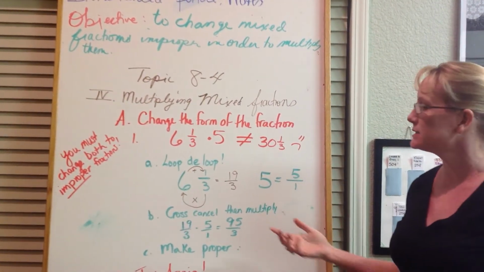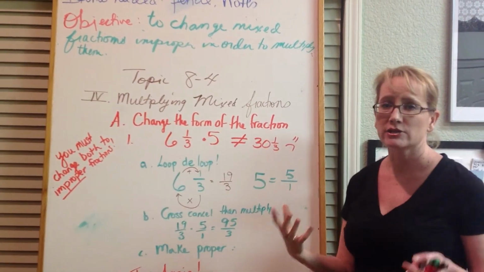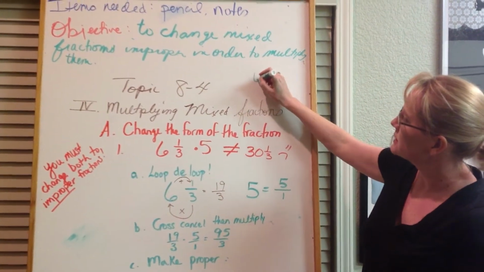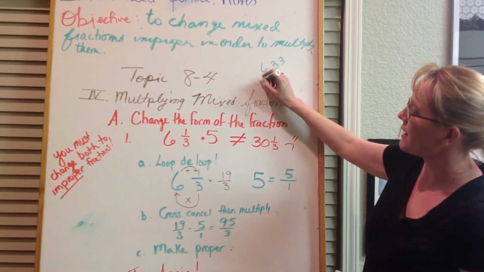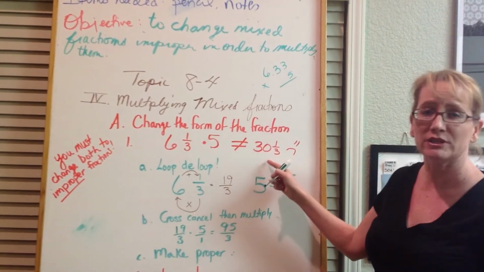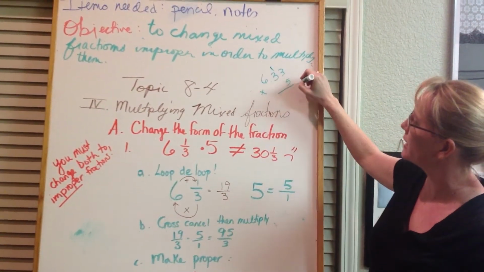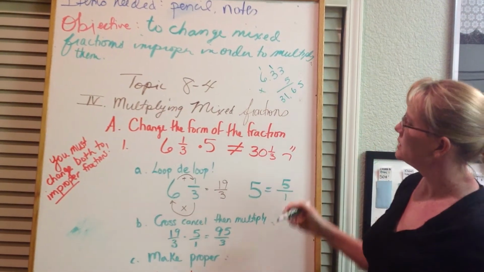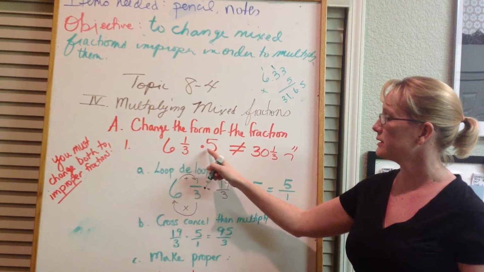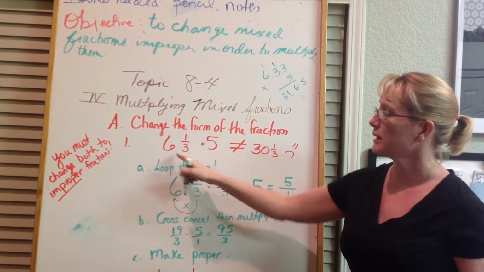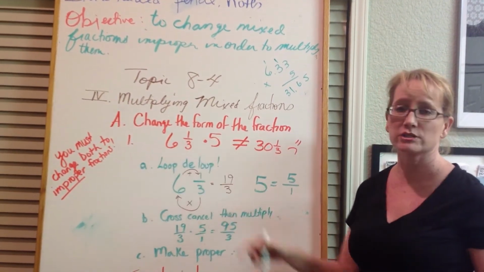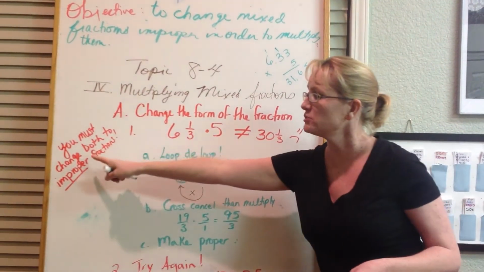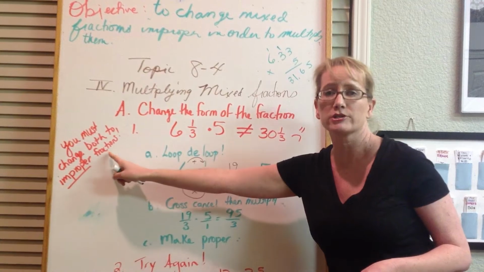The reason for that is think about 1/3 like change. It's really like 33 cents. If I multiplied 6 and 33 cents times 5, I would not get $30.33 because I multiply the cents also. Just like when we multiply this by the whole number, you're not just multiplying it by the whole numbers, you're also multiplying by the fractions. In order for that to work, we turn them into improper fractions. You must change both things into improper fractions.